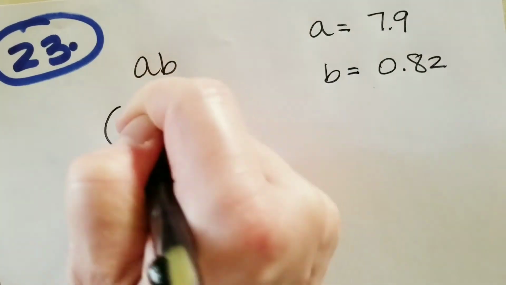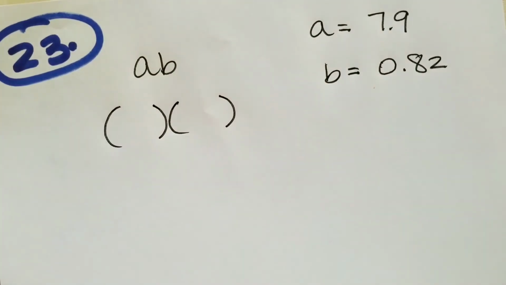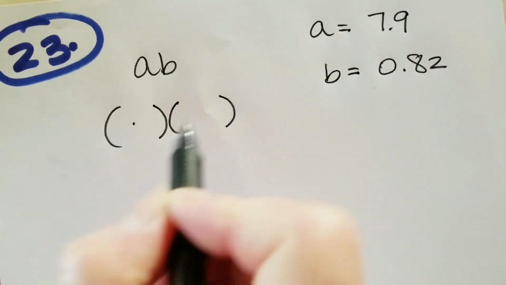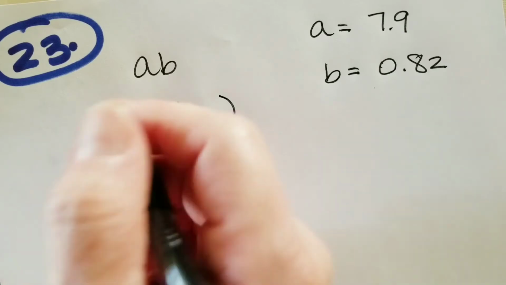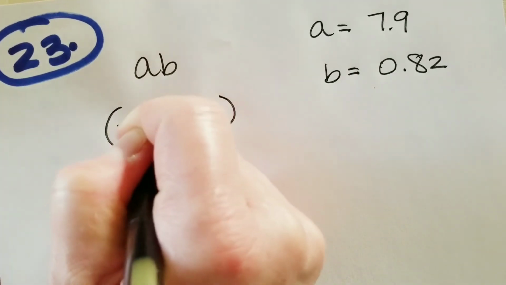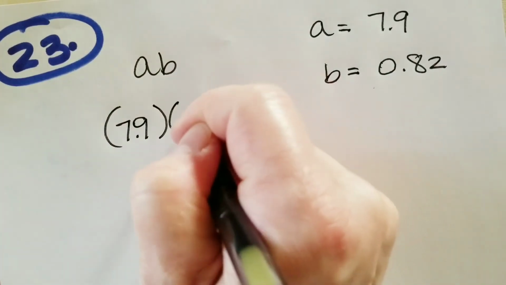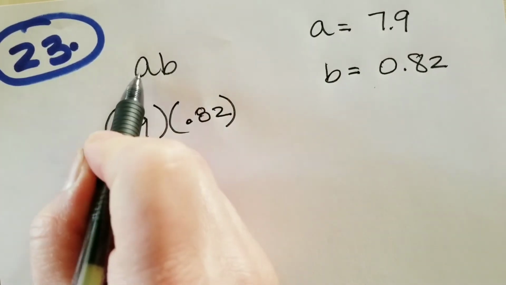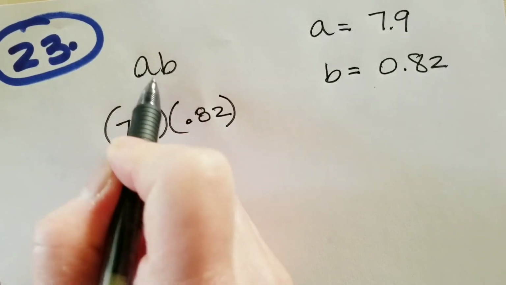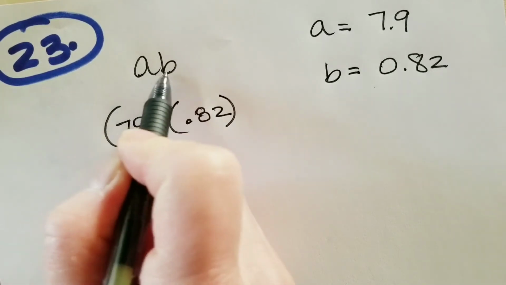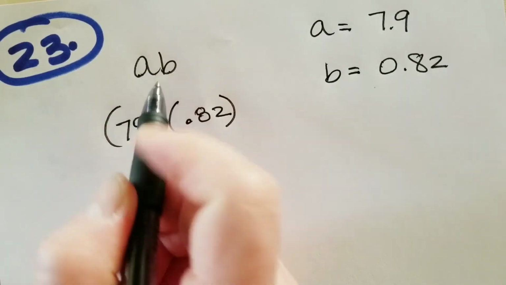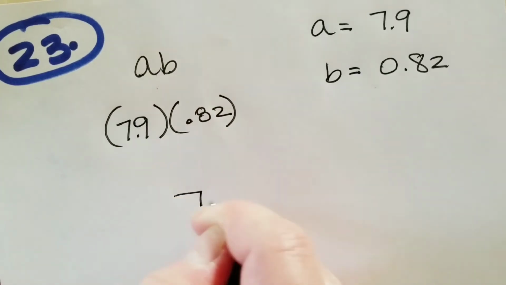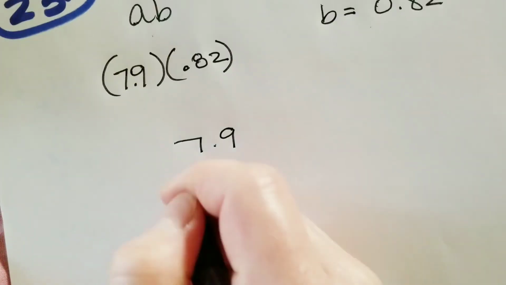For number 23, our value for A is 7.9 and value for B is 0.82. So we're just going to substitute our values, plug them in, however you want to say it. So A is 7.9, B is 0.82, and we're just going to multiply these two. When they're stuck together like that, or adjacent, that means multiplication. So let's go ahead and multiply those carefully.